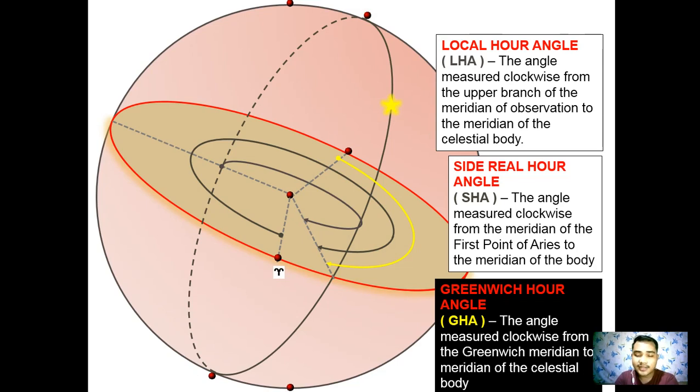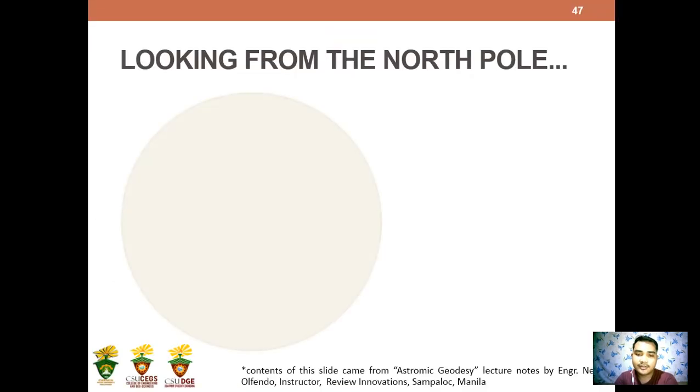Ato ang mas dali na siya ma-differentiate, no? Between these angles, no? The local R angle, sidereal R angle, Greenwich R angle. Again, looking from the North Pole, atong makita is ang equator, no?